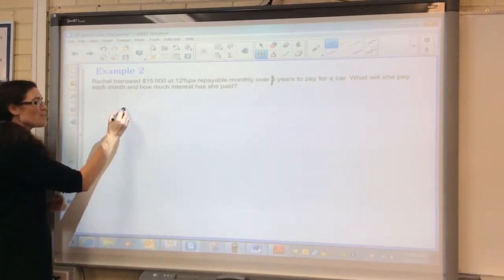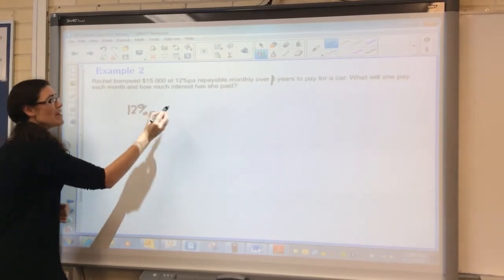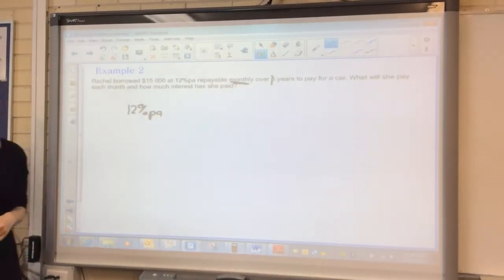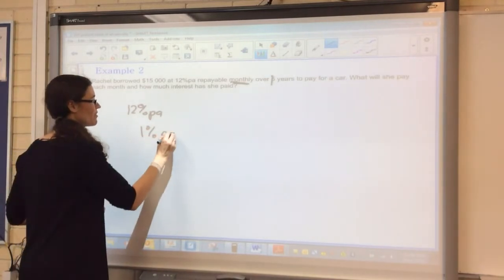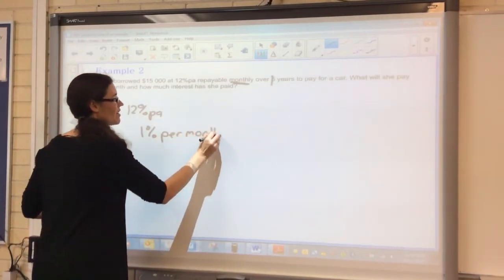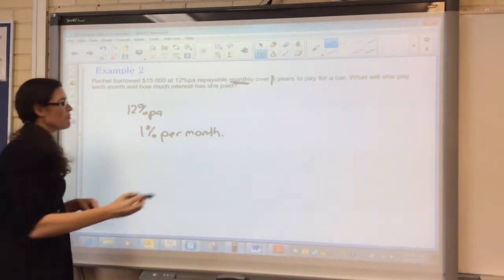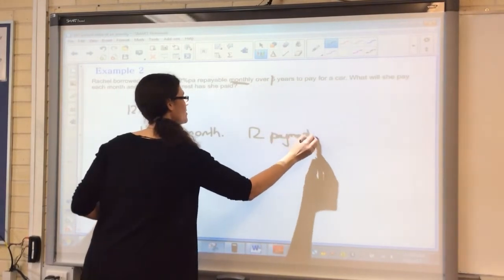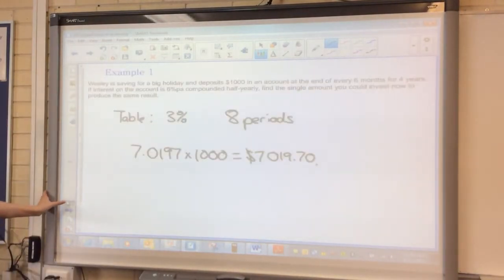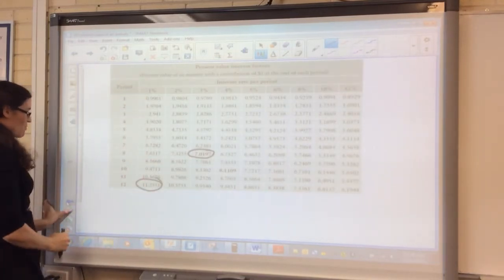Alright, so what's the interest rate going to be? 12% per annum. How long is a period? Monthly, 12 periods. So what's the interest rate per period? 1% per period, 1% per month. So it's 1 for 1. She's going to pay it off in 1 year, so how many payments will there be? 12 payments. So 1 for 12. Looking at our table, we're going 1% for 12 periods: 11.2551.